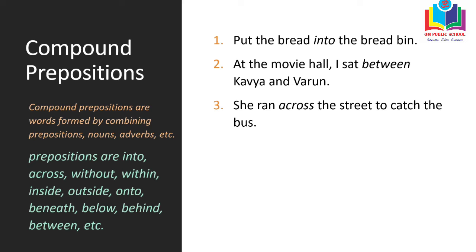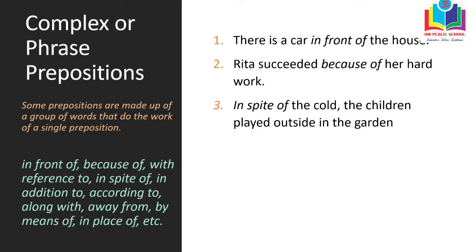Here are some examples. Put the bread into the bread bin. At the movie hall, I sat between Kavya and Varun. She ran across the street to catch the bus. These are all compound prepositions made by two different prepositions or nouns or adverbs joined together. Now let's see the complex prepositions. These are slightly longer ones.